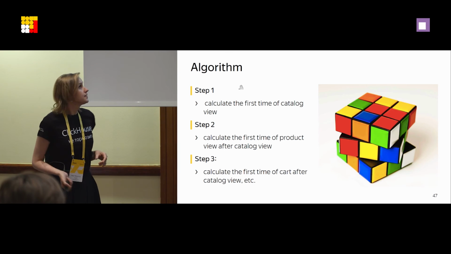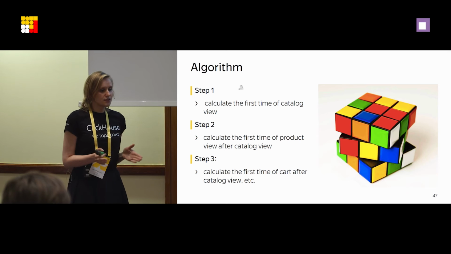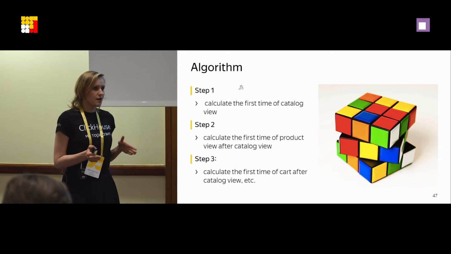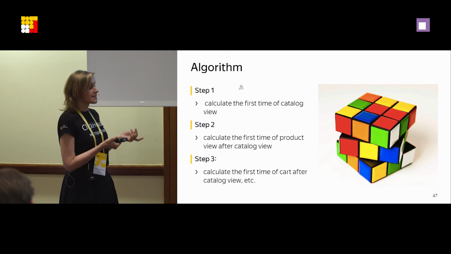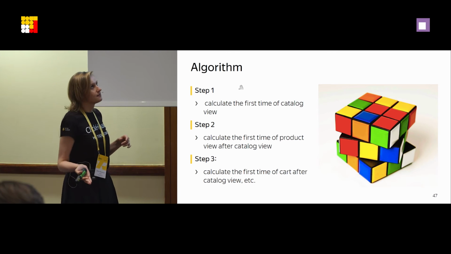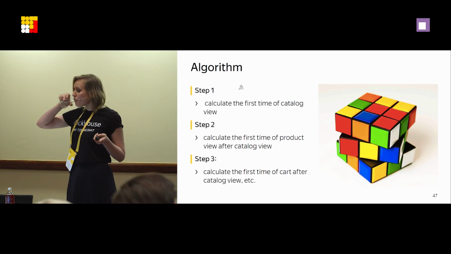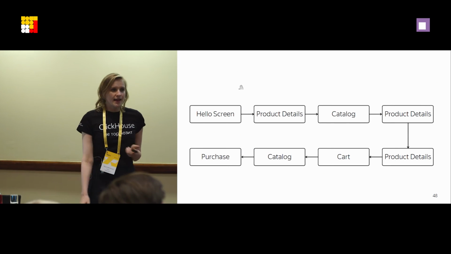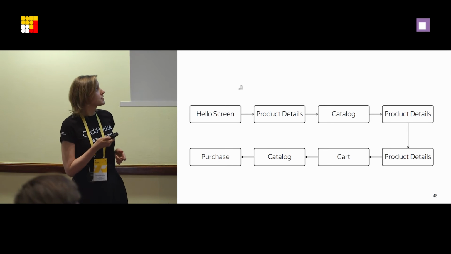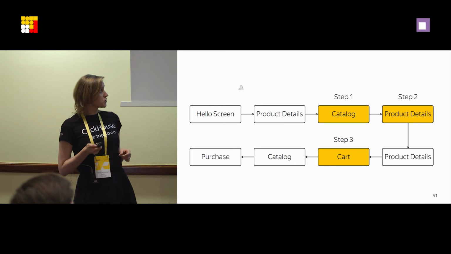Let's look at it step by step. For the first step, we just need to find the first catalog event and then move to the second step. On the second step, we need to find the first product event that happened after step 1. And the same for the third step, where we need to find the first purchase event that happened after the product event. Let's look at an example. Again, here is a sequence of user events. Let's find the first step. It's here. Then the second step that follows the first one, the third step, and the last.